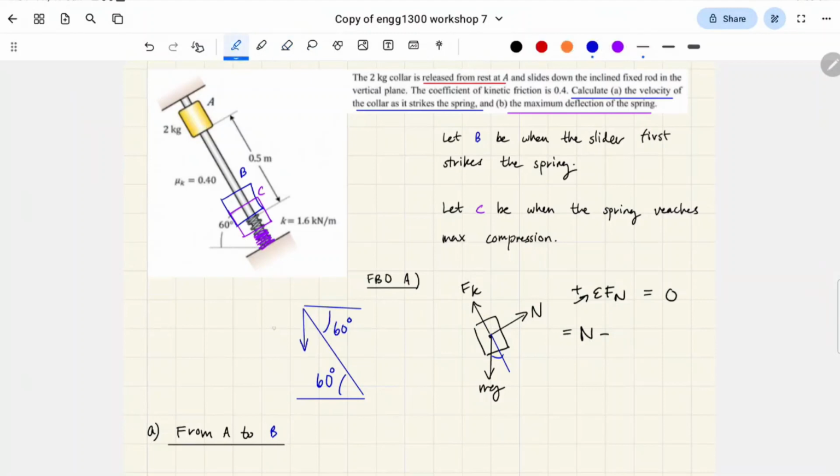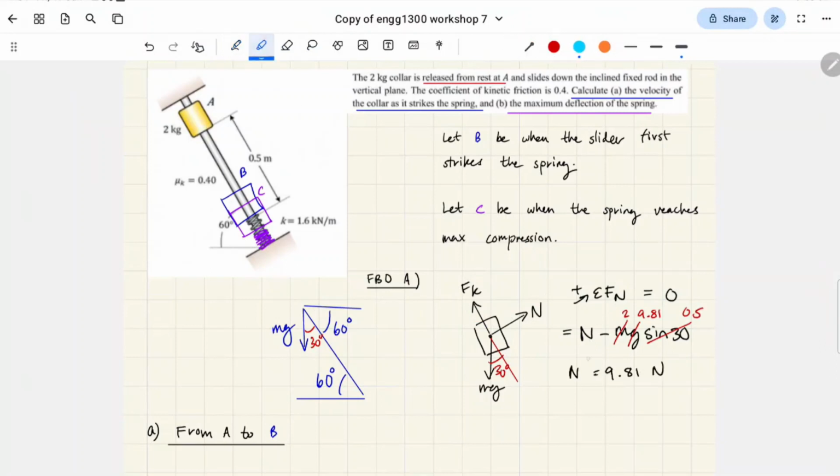MG is directly downwards, right? So this is 30 degrees, right? And so this is mg sine 30, where m was 2 kilograms, g is 9.81, and sine 30 is 0.5, right? Now I've worked out the normal force, right?